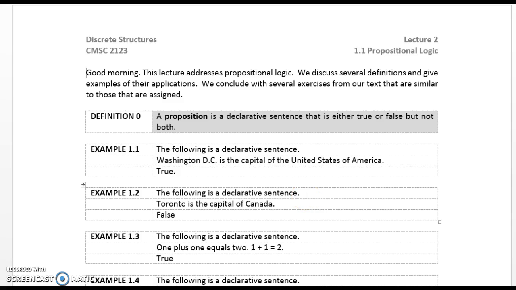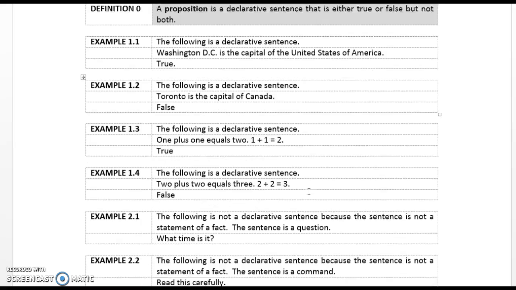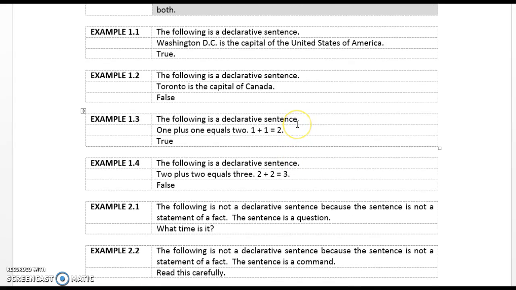Definition 0. A proposition is a declarative sentence that is either true or false, but not both. Example 1.1. The following is a declarative sentence. Washington, D.C. is the capital of the United States of America. True. Example 1.2. The following is a declarative sentence. Toronto is the capital of Canada. False.